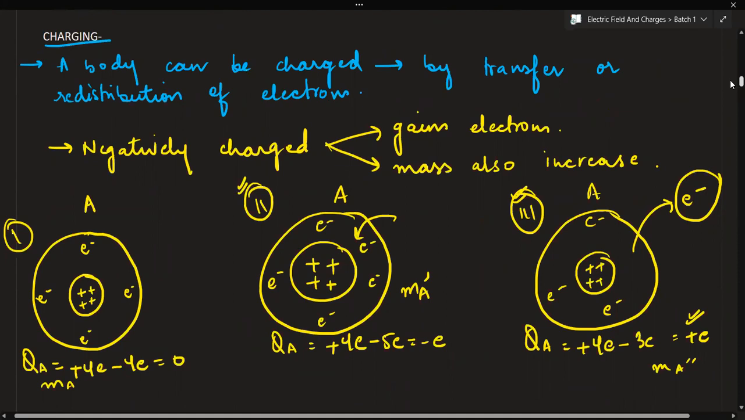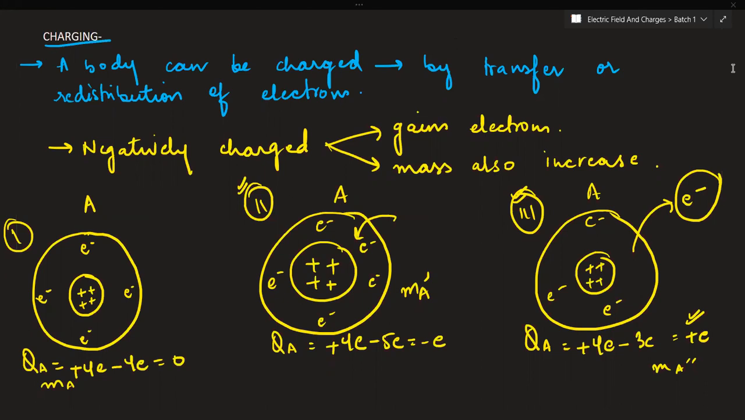So a negatively charged body will gain electrons. Only transfer of electrons occurs. Protons do not get transferred. It's the transfer of electrons that occurs. A negatively charged body has an excess of electrons, and each electron has its own individual mass, 9.1 times 10 to the power minus 31 kg. So that will result in greater mass.